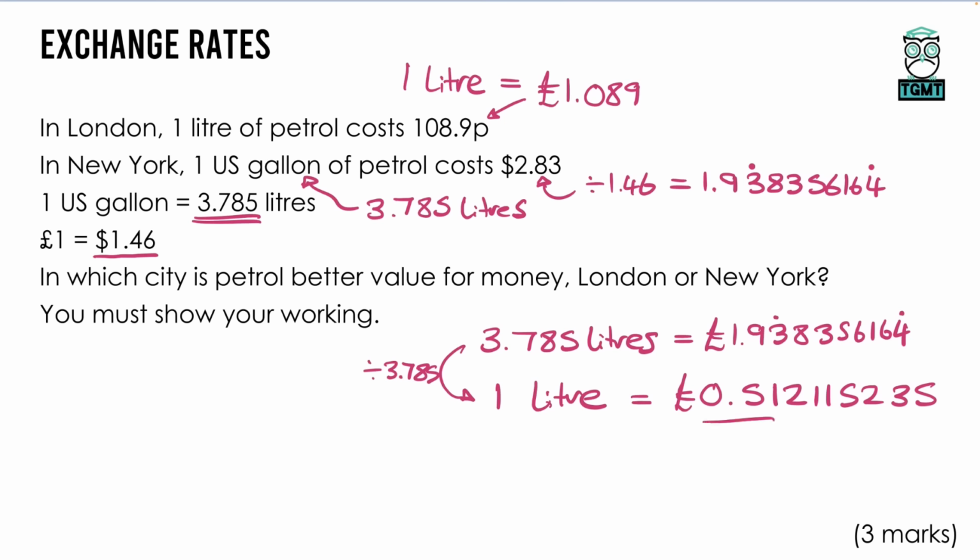Now ultimately we don't need to write all those decimals because it was £1.08 in London, and in New York it's only, if we round it, 51 pence. So in terms of where it's better value, we would say New York is better value. I won't write down all the words there. We'll just say New York is better value, and obviously we have our working out that shows that 1 litre in London is £1.08 and 1 litre in New York is 51 pence. And there we go, there's looking at some exchange rates and some unit conversions.